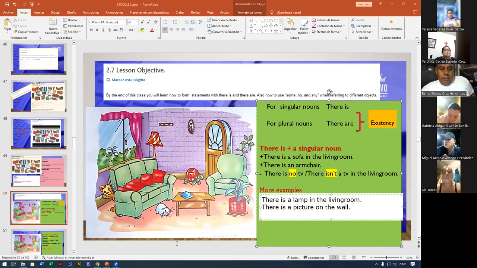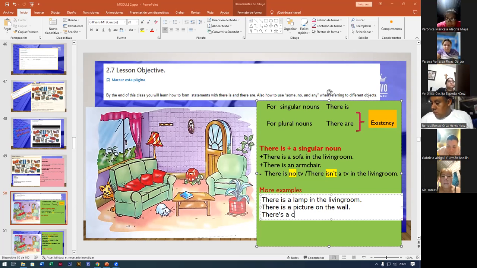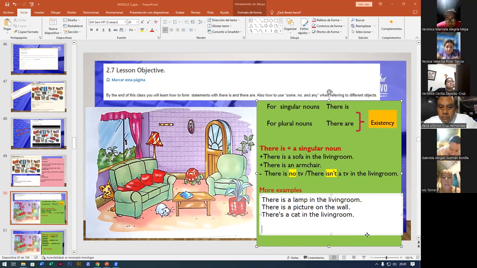Okay, let's continue. Miguel Antonio. Another example, please. There is a cat in the living room. That's very good, yes, there is. Look, here we can also use a contraction and say there's a cat. There's a cat in the living room. Very good. Thank you. We can also use contraction, right? There's a cat in the living room. Very good job. Nice.